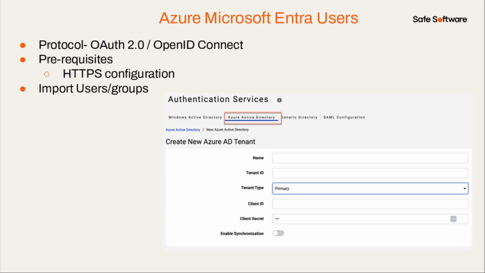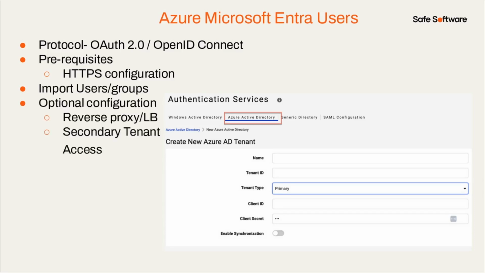Similar to LDAP, users and roles can both be explicitly imported into FME. And there are some optional configurations as well, based on your requirements. In case you have a reverse proxy or a load balancer in a high availability flow setup, there will be additional configuration. If the application you created for FME Flow is registered for multiple Azure tenants, meaning you have multiple Azure tenants in your organization, you can allow these secondary tenants to use the app. This will require additional configuration on the Azure side, but we do provide documents and some guidance on how to do this.